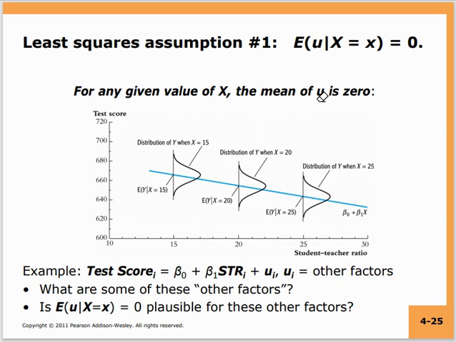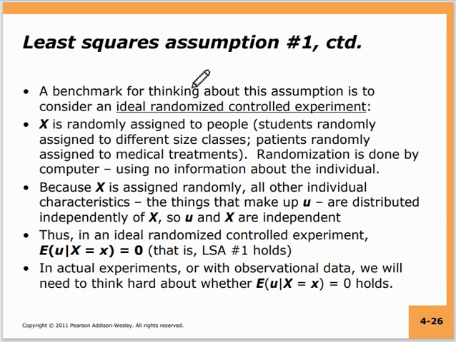So in the case of the test score, beta 0 plus beta 1 STR plus u_i, what are some of the other factors in u_i? Is the expected value of u given x equal to 0 plausible for these other factors? We will discuss these technicalities a little more in time. But right now we are assuming that the expected value of the error is 0.